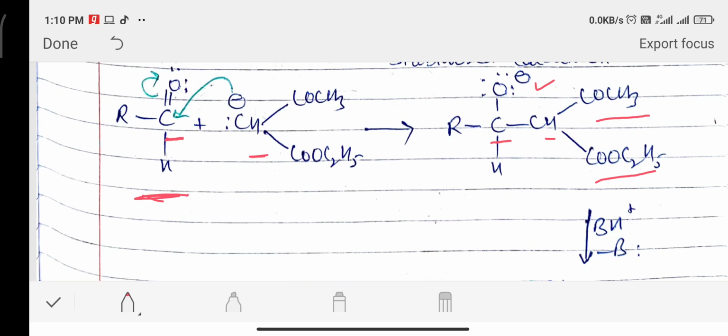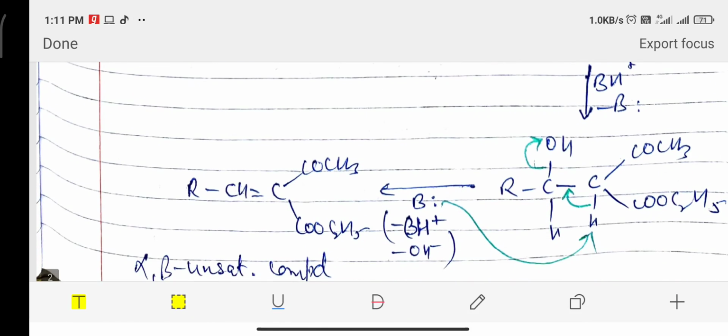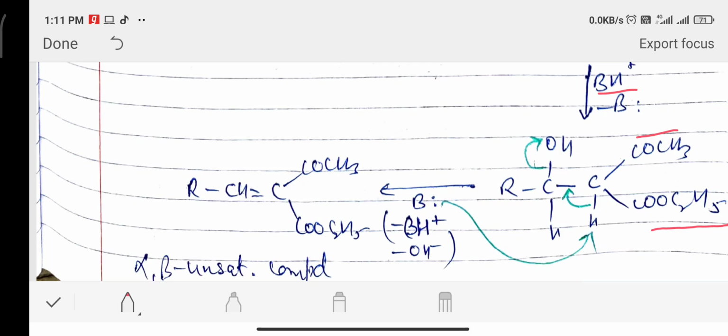Then with BH, it gives COCH3 as such, then COC2H5, and the base is removed and we get the OH group. Then again the base abstracts a hydrogen, and these electrons move in between these carbons and a double bond is formed, and the other groups are as such, so it is an alpha beta unsaturated compound.